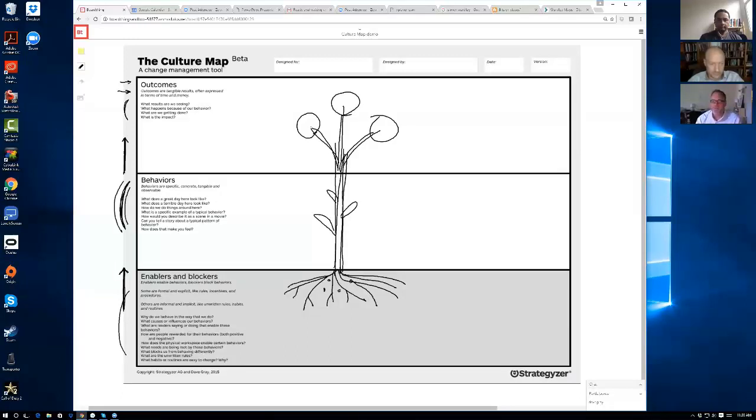You can map the culture of an individual team. You can map the culture of a regional. You can map a department. You could map the finance team. You could map a whole company.